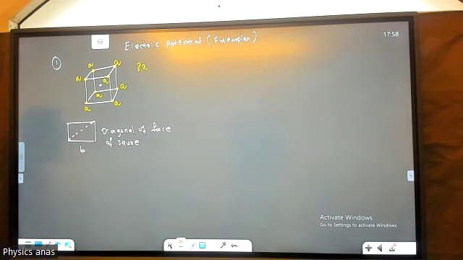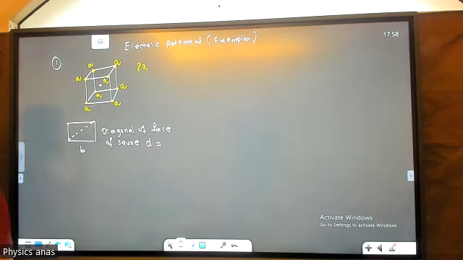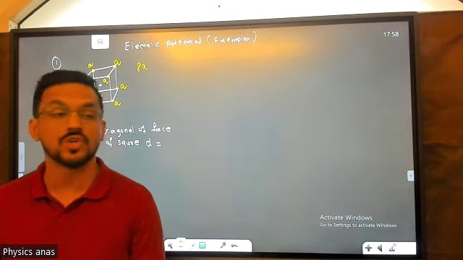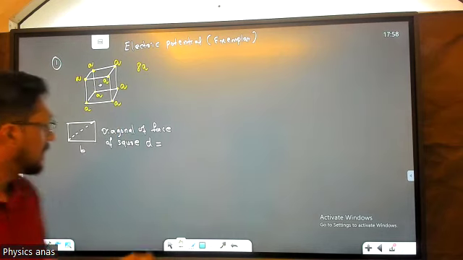What is that? You can take it as D. What is the value of D? What is the diagonal of a square? If one side is given, it is root 2 B. Root 2 B will be the diagonal of the face, like this.